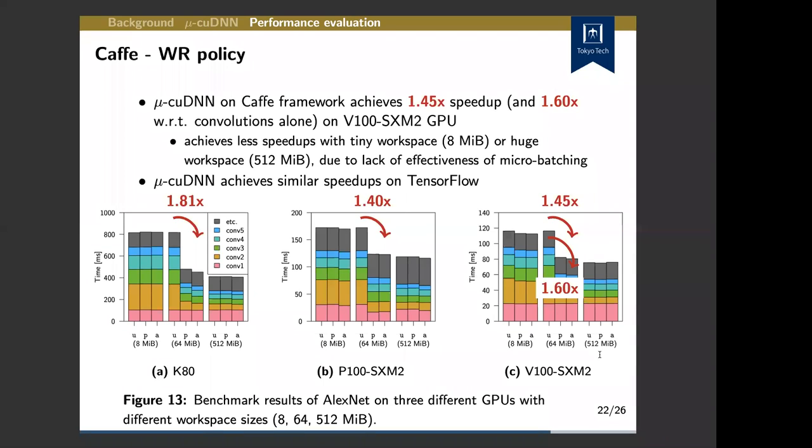But again, we want to emphasize that in many cases the GPU memory becomes almost full for many deep learning applications because researchers want to maximize the minibatch size to get better computational efficiency. So yeah, we believe microcuDNN can bring better performance for practical cases.